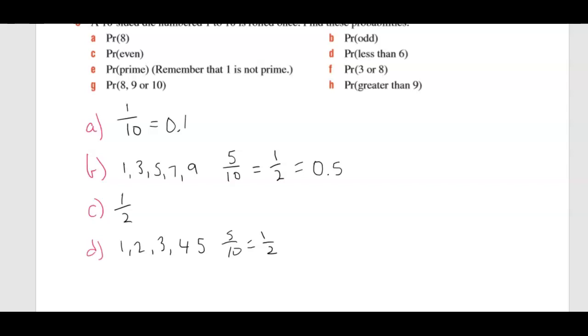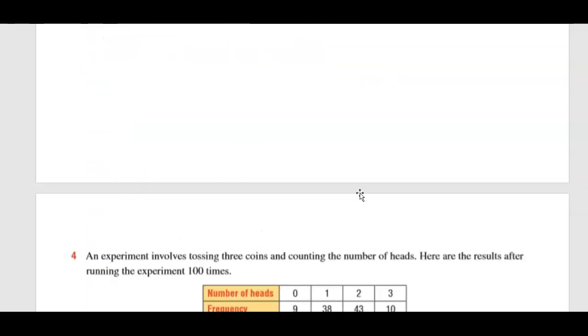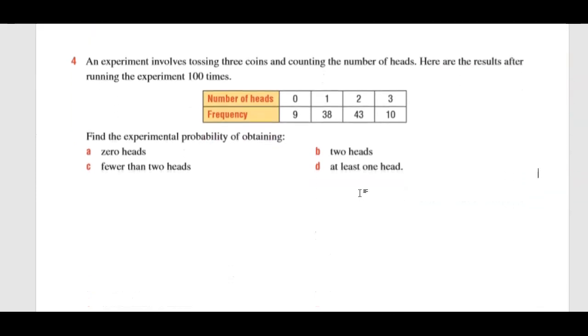Probability of 8, 9, or 10, and greater than 10. If you've got greater than, sorry, not greater than 10, greater than 9, it's not including 9. So the only number greater than 9 on this die is the number 10. So the probability of that would be 1 over 10. Okay, I'll leave you to do the rest of them. Let's move on.